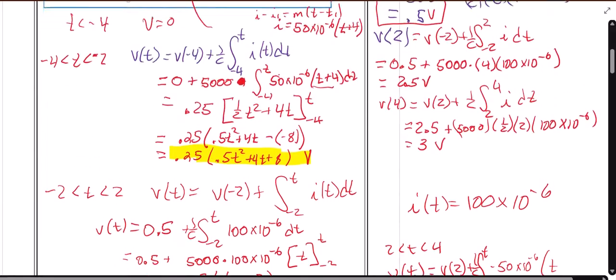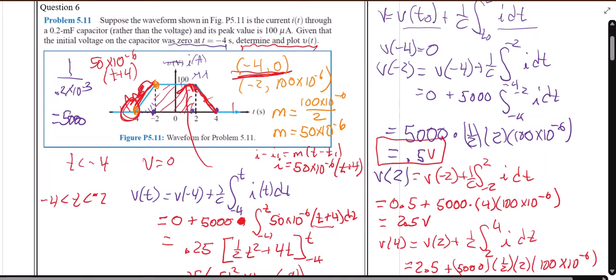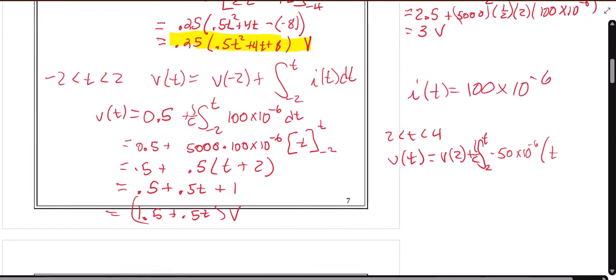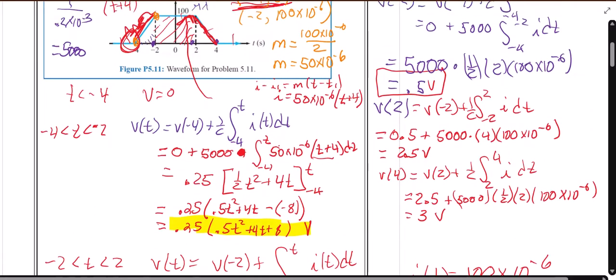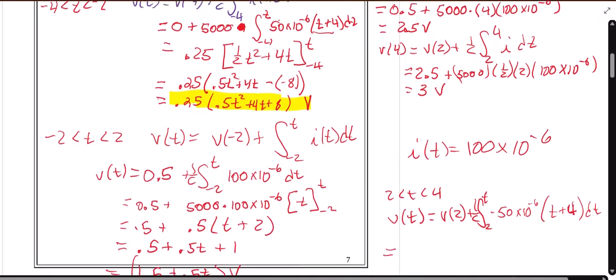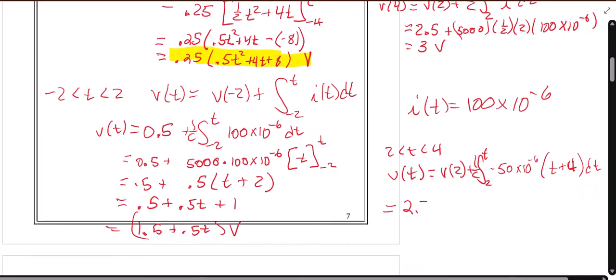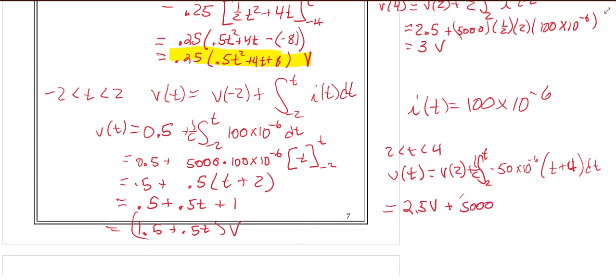And then t, and you do the calculations exactly the same way. It's just this time we're at a +4 instead of a -4. So this is going to end up being a t plus 4 dt. And then v of 2 we calculated to be 2.5 volts. Plus 1 over c is 5,000. And then you can take out the -50 times 10 to the -6. And then I have the integral from 2 to t of t plus 4 dt.